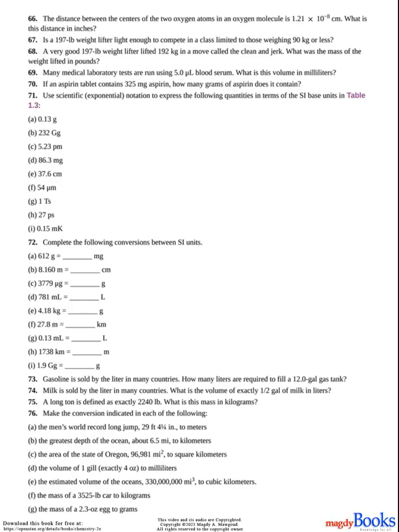D. The volume of 1 gill, exactly 4 ounce, to milliliters. E. The estimated volume of the oceans, 330 million miles cubed, to cubic kilometers. F. The mass of a 3,525 pounds car to kilograms. G. The mass of a 2.3-ounce egg to grams.